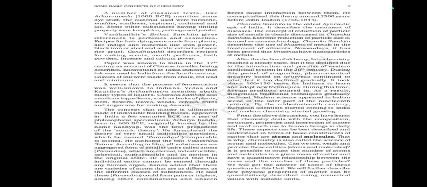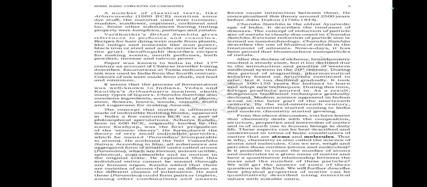Our Vedas and Kautilya's Arthashastra mention many types of liquors. Charaka Samhita also mentions ingredients such as barks of plants, stem, flowers, leaves, weeds, woods, cereals, fruits, and sugarcane for making asavas. The concept that matter is ultimately made of individual building blocks appeared in India a few centuries BCE as a part of philosophical speculations.